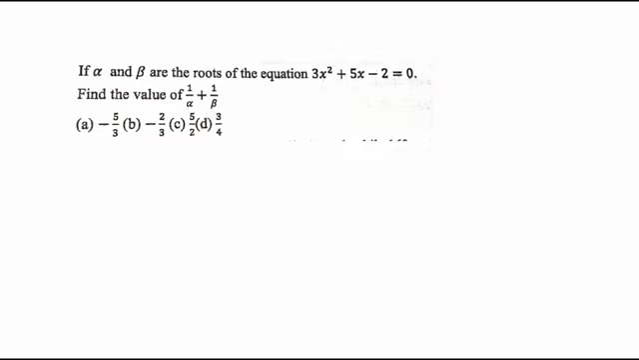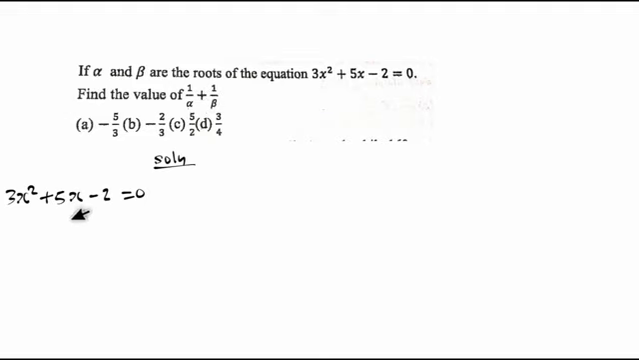Let me read the question again and then I'll solve it. If alpha and beta are the roots of the quadratic equation, let me write the equation out: 3s squared plus 5s minus 2 equals 0. Now we want to find the value of what? 1 over alpha plus 1 over beta.